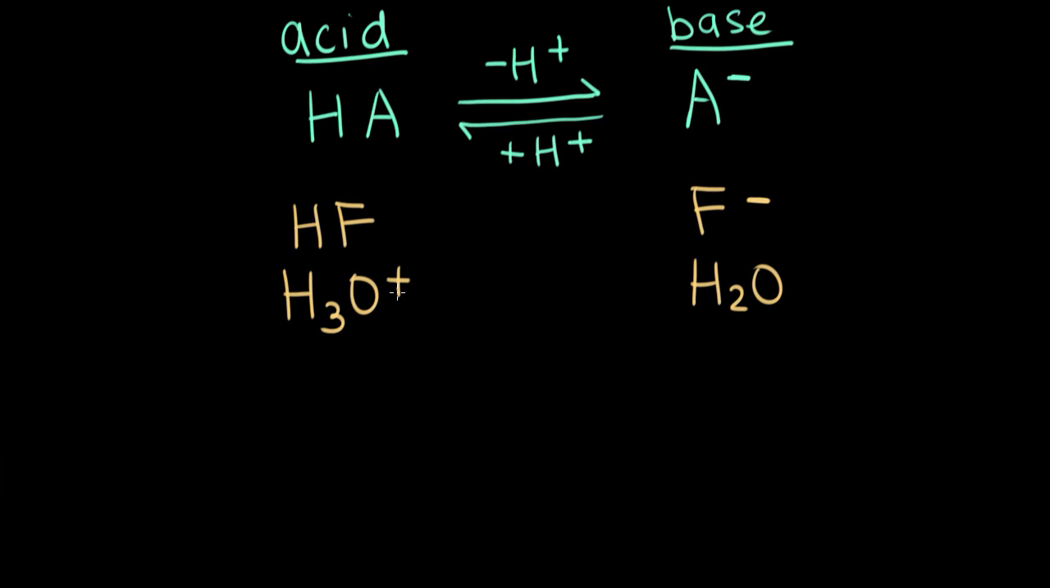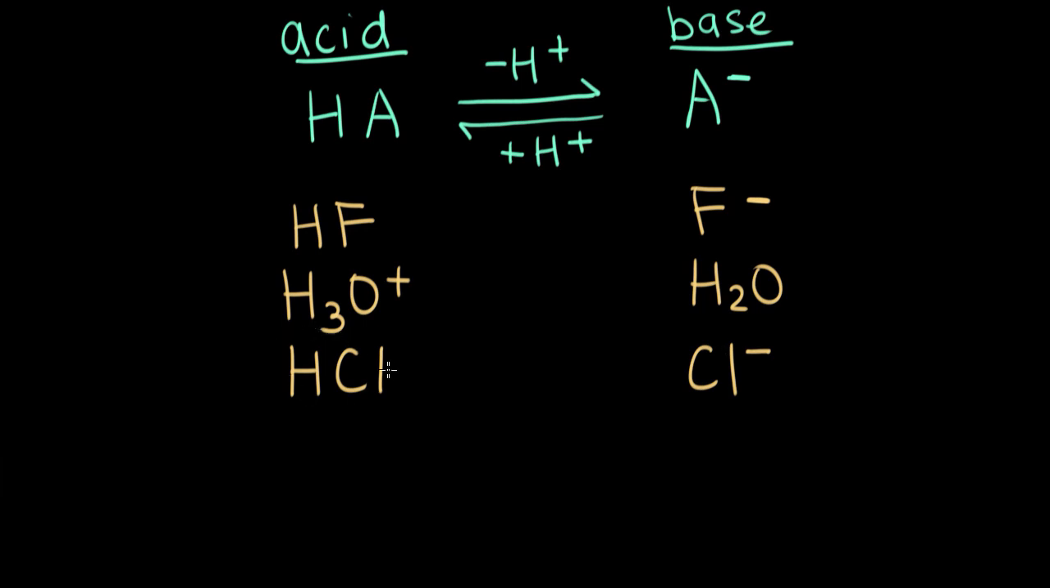The example we've gone through so far, HF, is for a weak acid, but we can also talk about the conjugate base of a strong acid, like hydrochloric acid. HCl is a strong acid, so that means it completely dissociates. It gives away all of its protons, and when it does that, we're left with the conjugate base, chloride. So even though chloride isn't particularly basic, it's still the conjugate base of HCl.